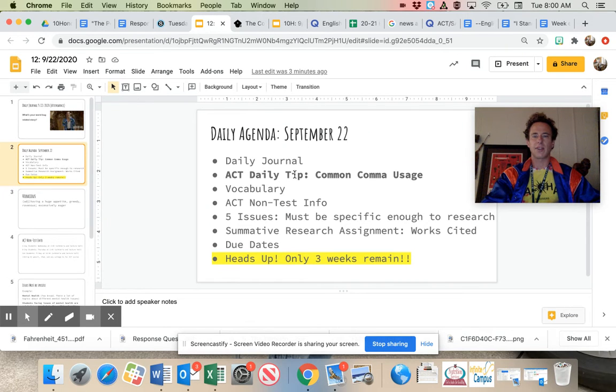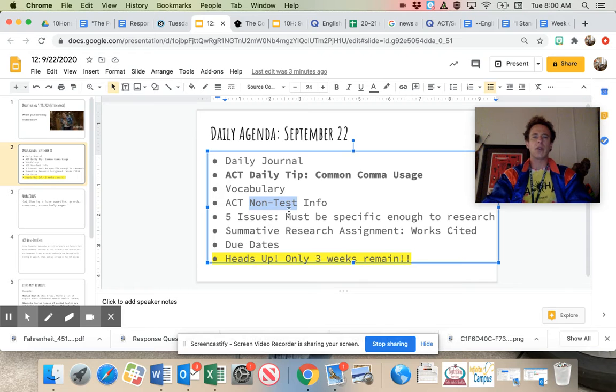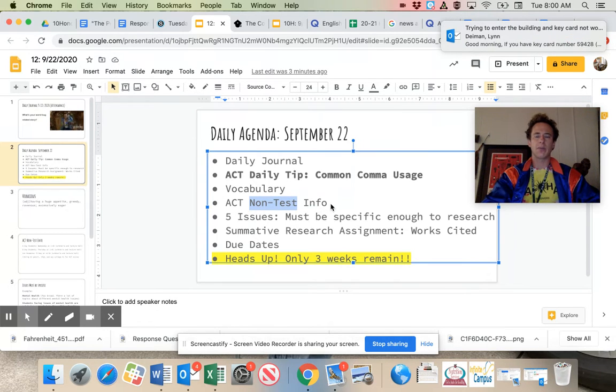I'll continue in the dark. We have a vocabulary word. I have some information about the ACT. You have to fill out the non-test portion of the test before you come in on October 6th. That's happening this week. I'll give you some details about where and when that happens for which group of students.